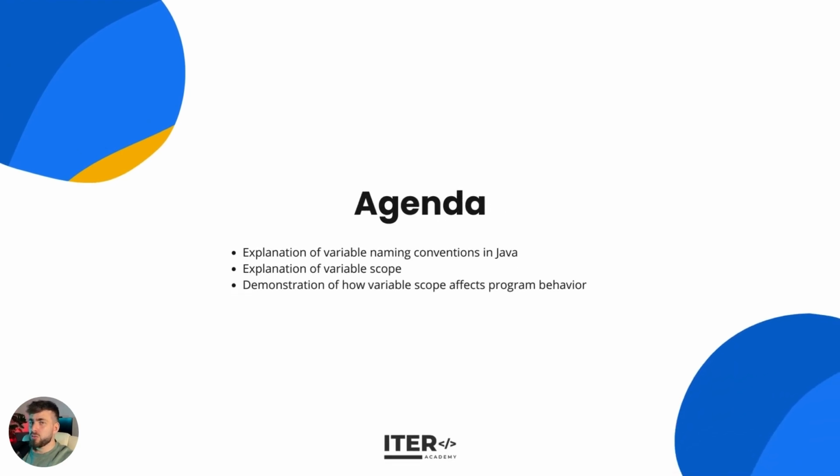During this lesson, we will discuss the following topics: the explanation of variable naming conventions in Java, explanation of variable scope, and also we'll see the demonstration of how variable scope affects program behavior.